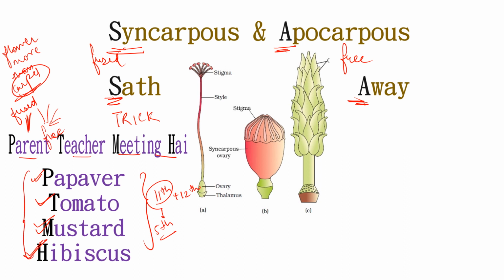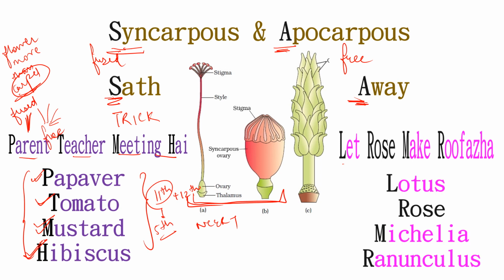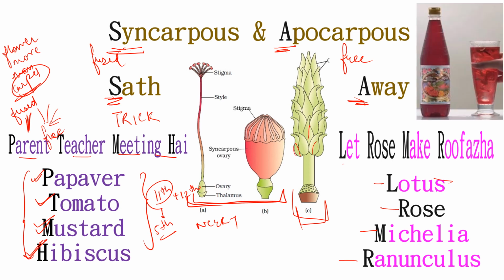These first two images are showing syncarpous. It is an NCERT diagram. For the apocarpous part, the trick is "let rose make robza". From let it's lotus, from rose it's rose, from make it's michelia, from robza it's ranunculus. And this is showing the free apocarpous. Here you can see that the carpels are free. So this is the trick for syncarpous and apocarpous.